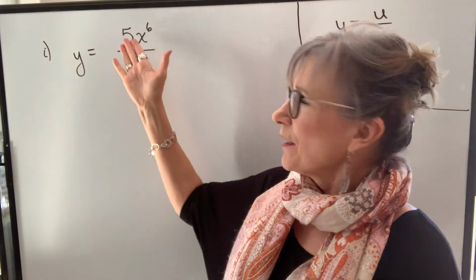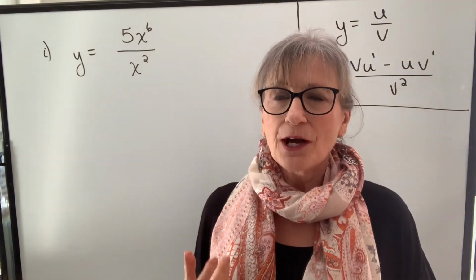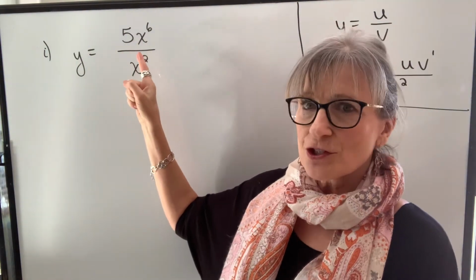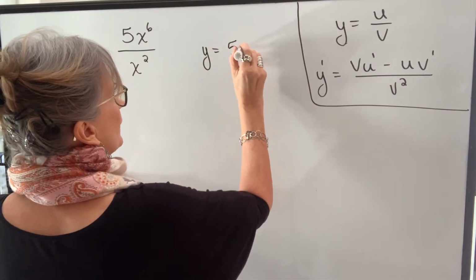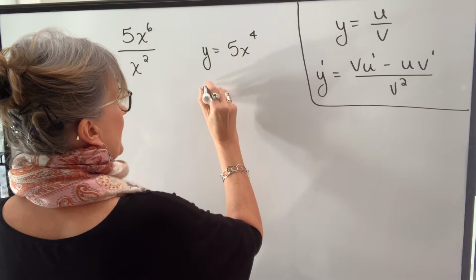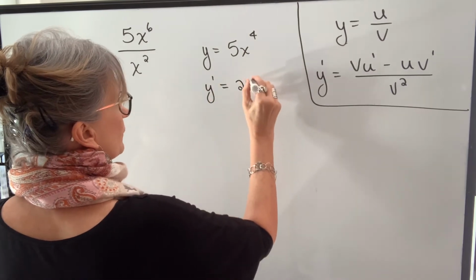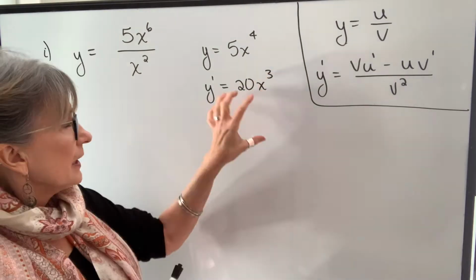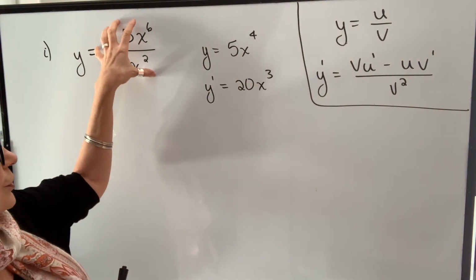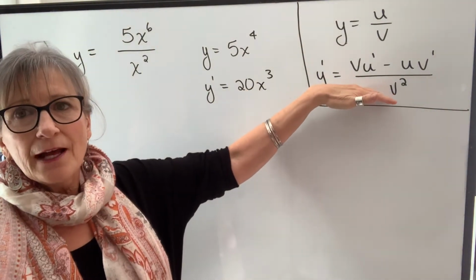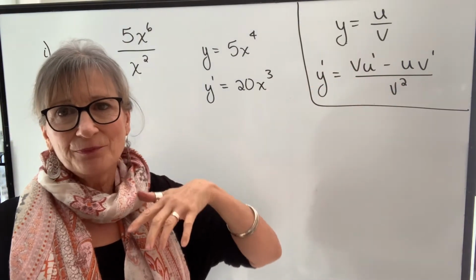In my first example, I actually picked an example where I could simplify it. So this function would actually be 5x to the 4th. And then I can differentiate that, so my derivative would be 20x cubed. Knowing what the answer is, let's do this quotient using the quotient rule, and that way you can see that the result is the same.